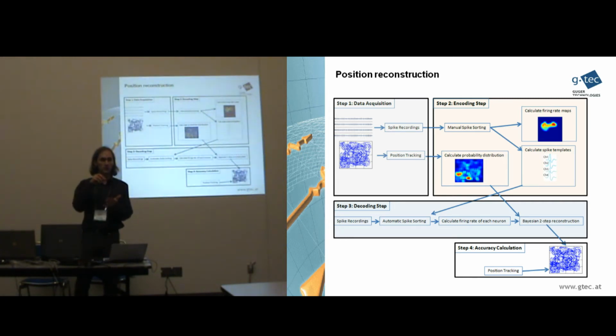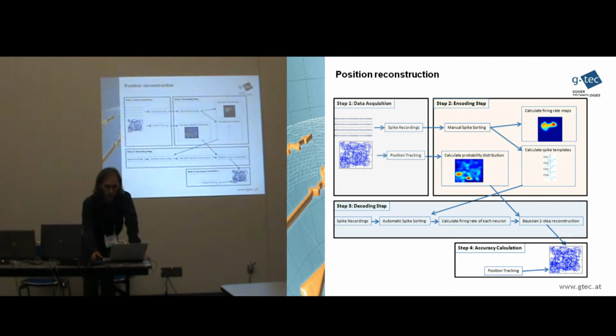This means each spike gets a neuron ID assigned. So at the end we will know how many neurons we had, and each spike corresponds to one certain neuron. If we have done this, we are able to calculate the firing maps, to identify the place cells, and to know if we have nice place cells.